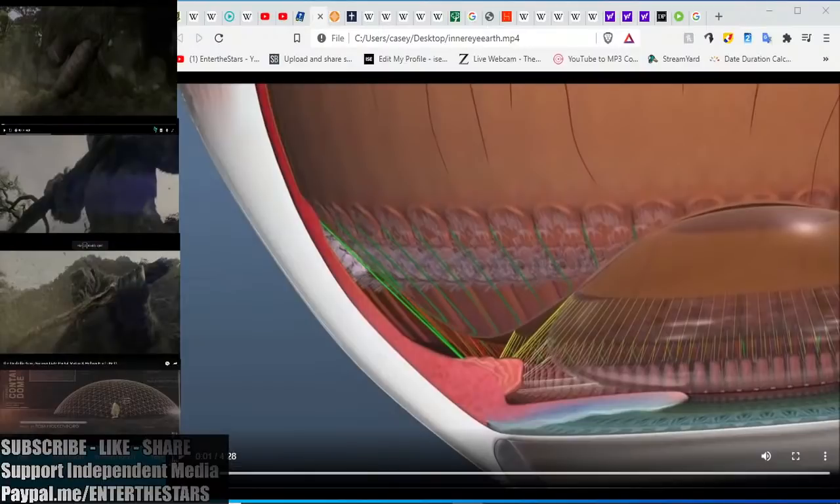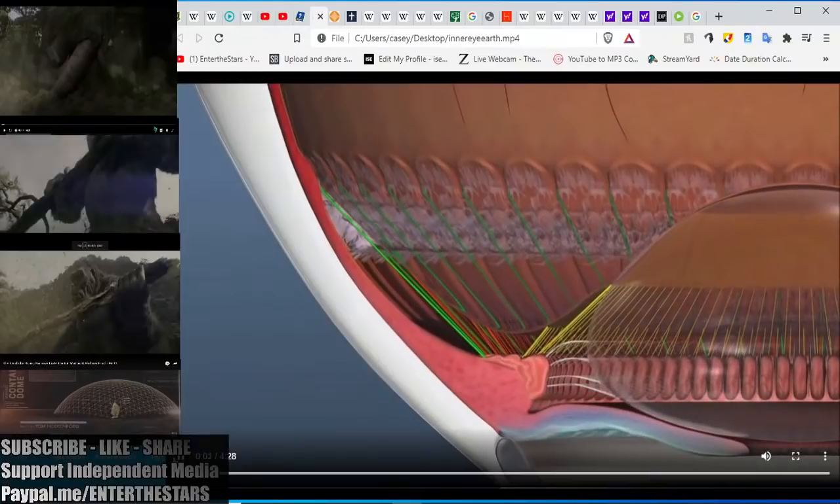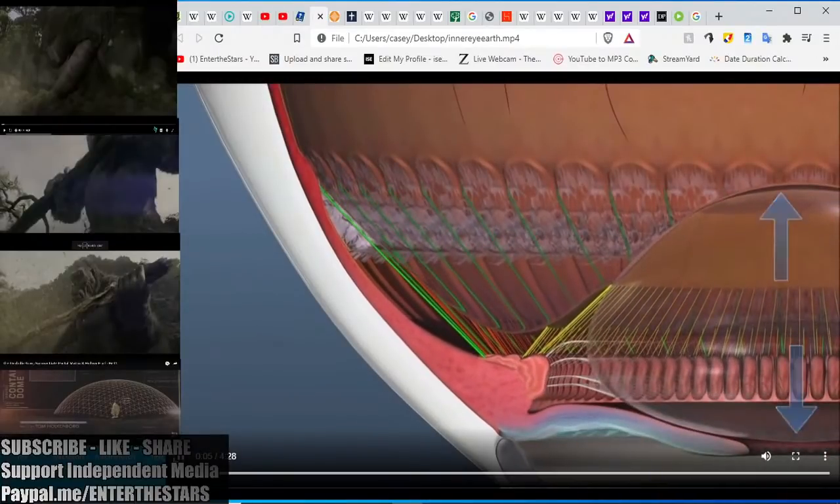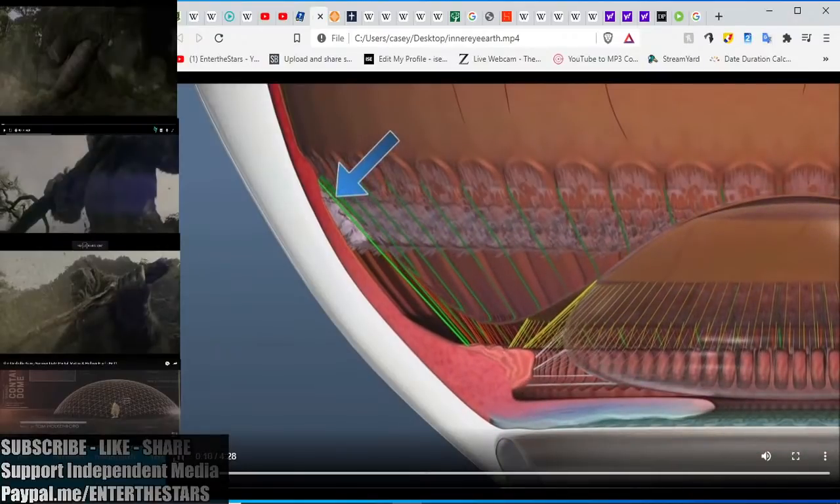Now watch this. This is crazy. Now these are the musculature which control the flexing of the lens. And you can see it here.